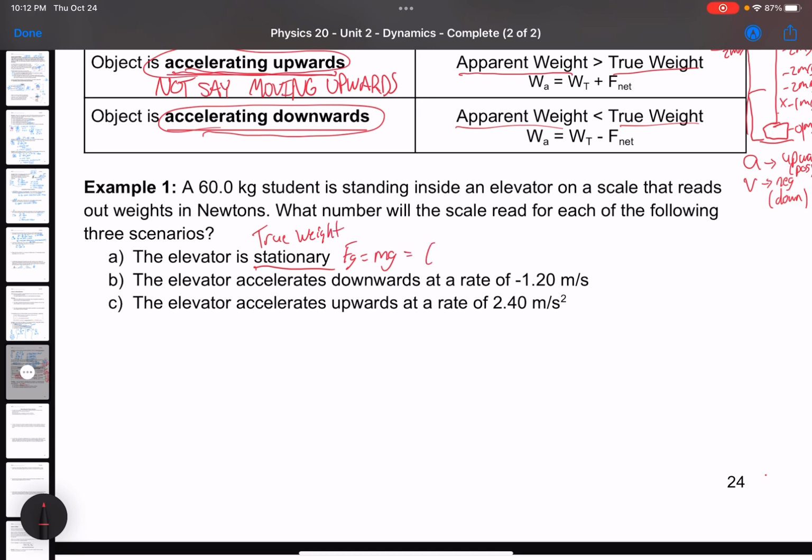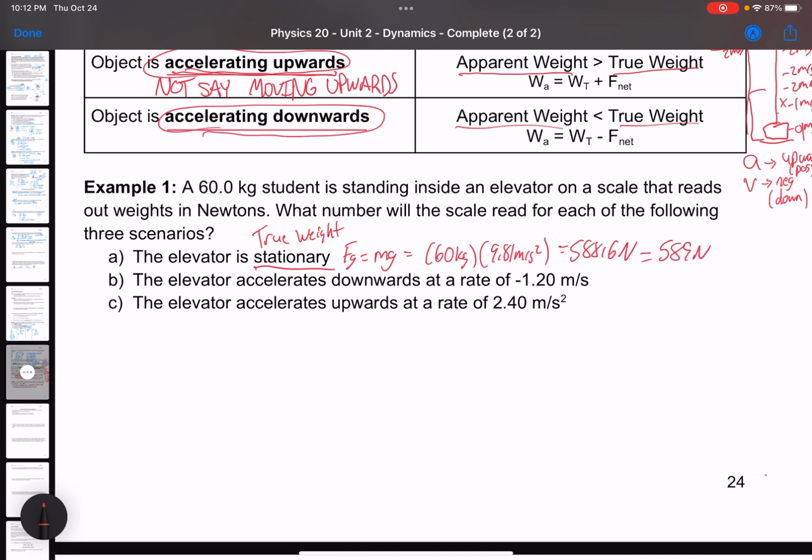Okay, so we have 60 kilograms and 9.81 meters per second squared. So 60 times 9.81 gives me 588.6 newtons, so 589 newtons.